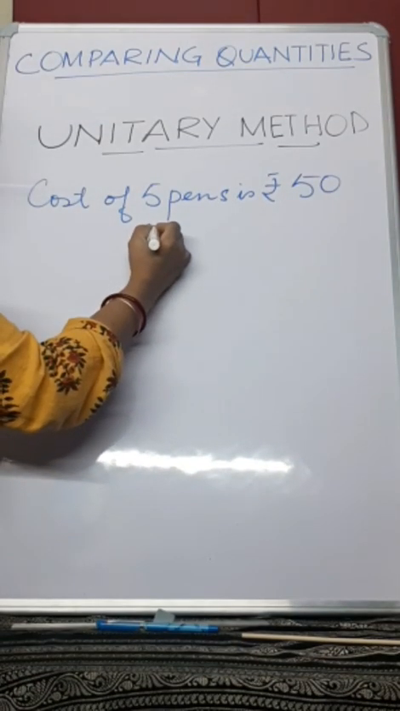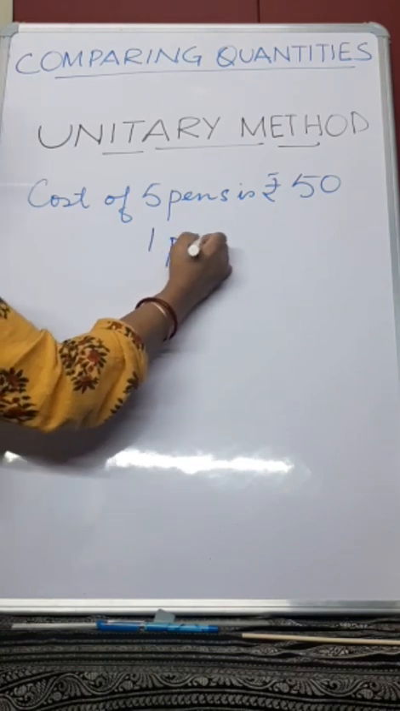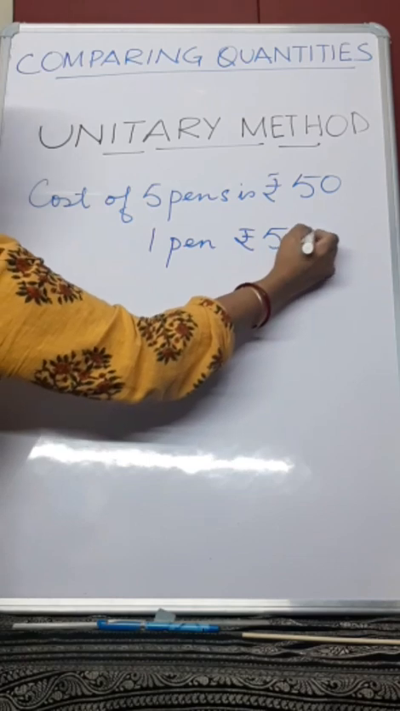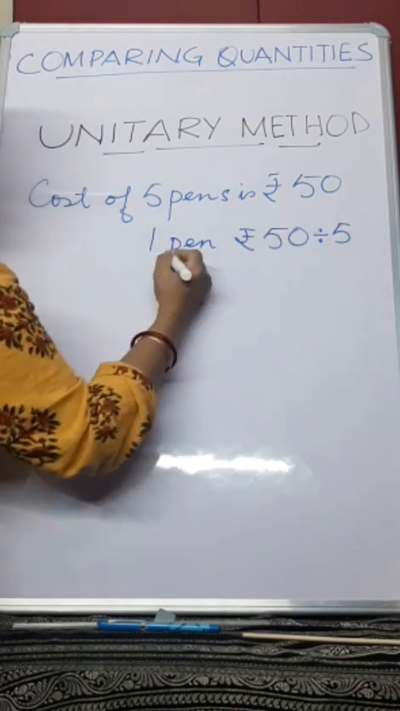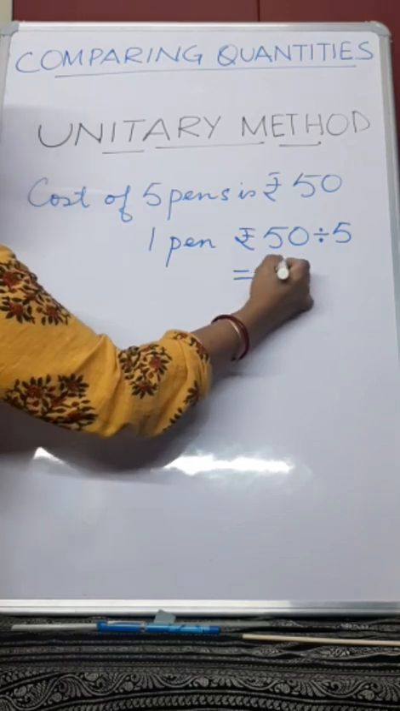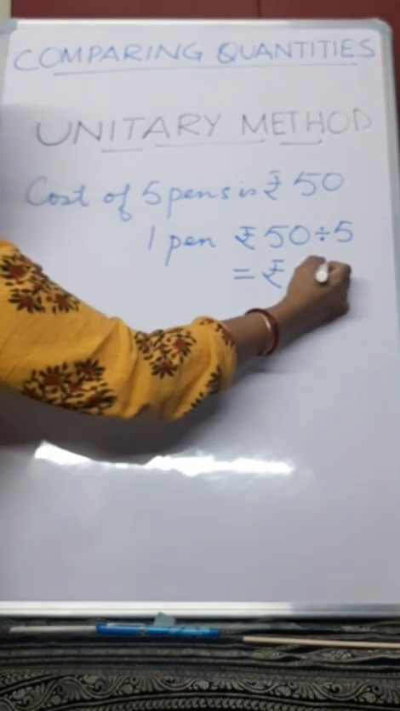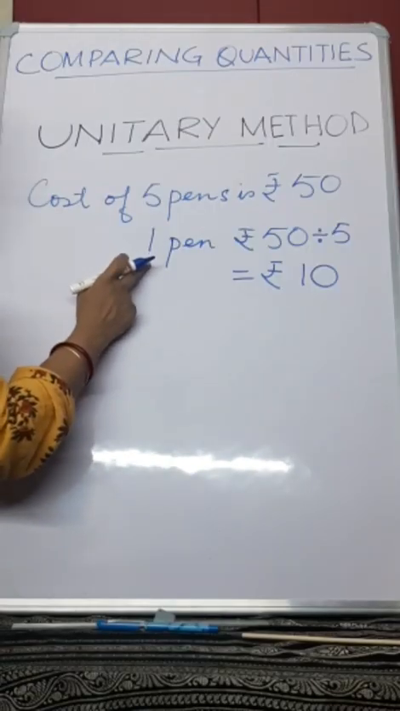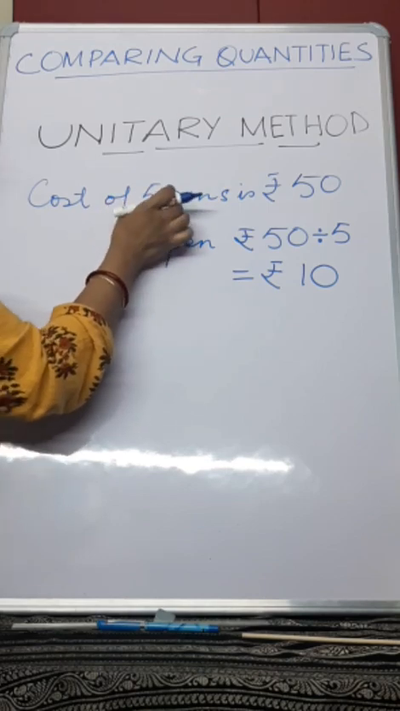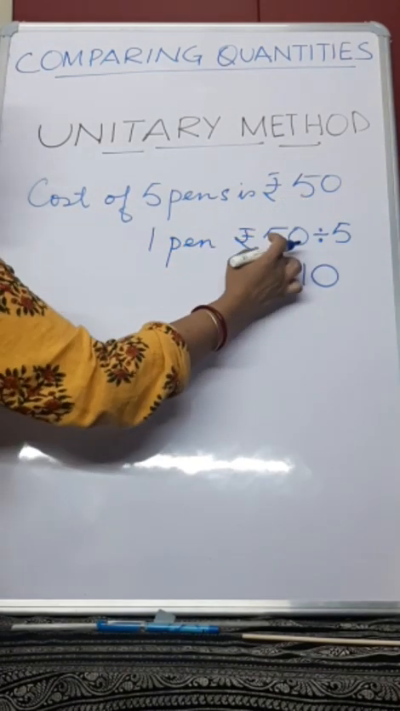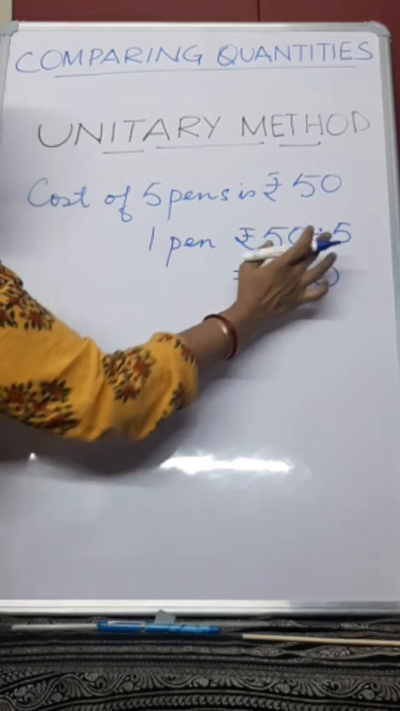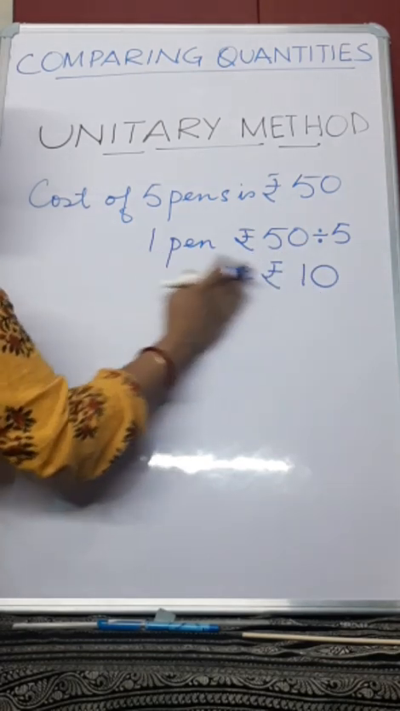So when we have the cost of 5 pens, we should find out the cost of 1. So 1 pen will cost less than 5 pens. So we will divide 50 by 5. So we have now found out the cost of 1 pen. Now why have we divided? See, the cost of 1 pen is less than 5 pens. So whatever is the cost of 5 pens, we have divided into 5 parts so that we get the cost of 1 pen. So we have divided and we have got the price of 1 pen as 10.